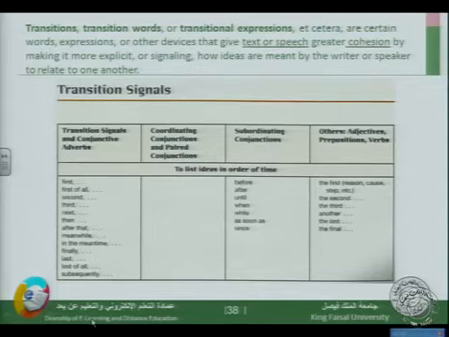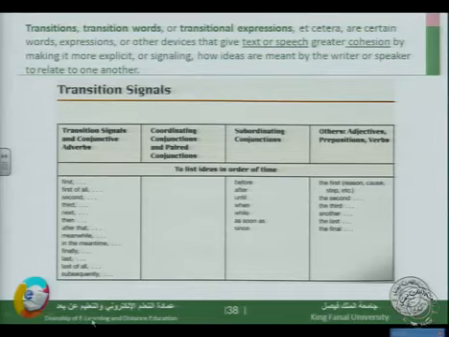Finally, we have talked about transition words. And do you remember the logical division? Do you remember the chronological order for the essay? We have actually used most of these transition signals and conjunctive adverbs in order to make a logical division for our essays or paragraphs.